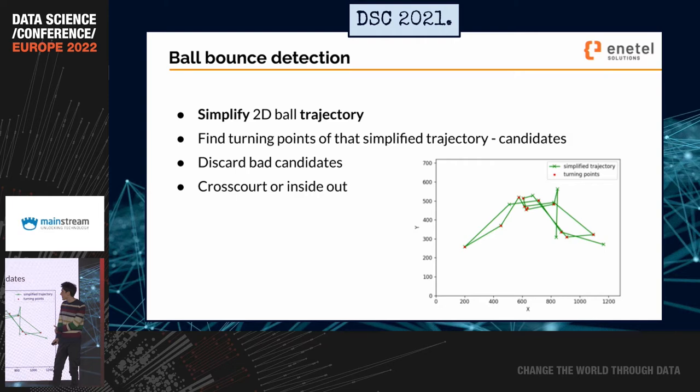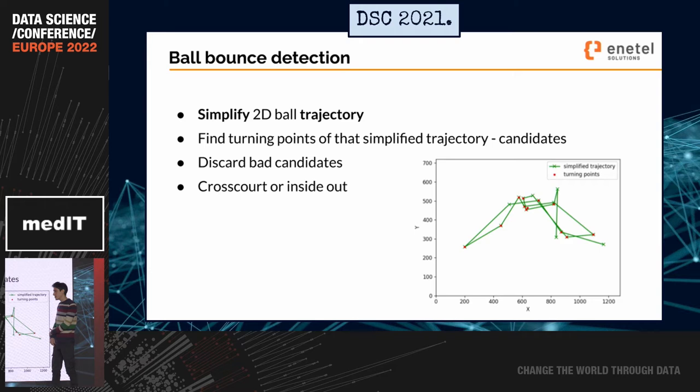The last thing I want to talk about from last year is how we have used the ball bounce detection methods. So how have we done that? We have analyzed the 2D ball trajectory. We have simplified it using some algorithms. And then we were finding some turning points using some algorithm for that, and then heuristics to discard bad candidates. And I will get back to that later.